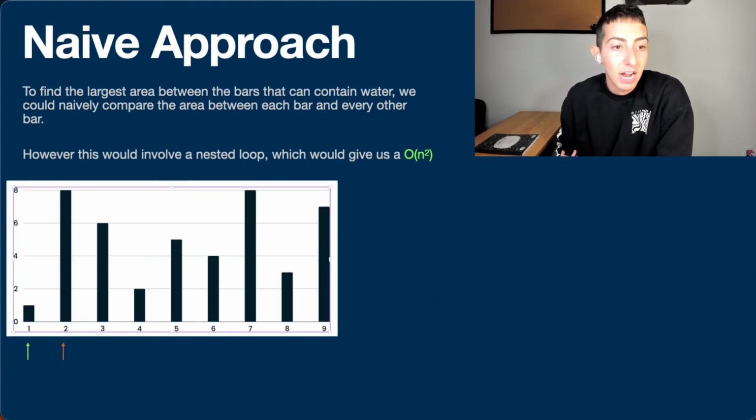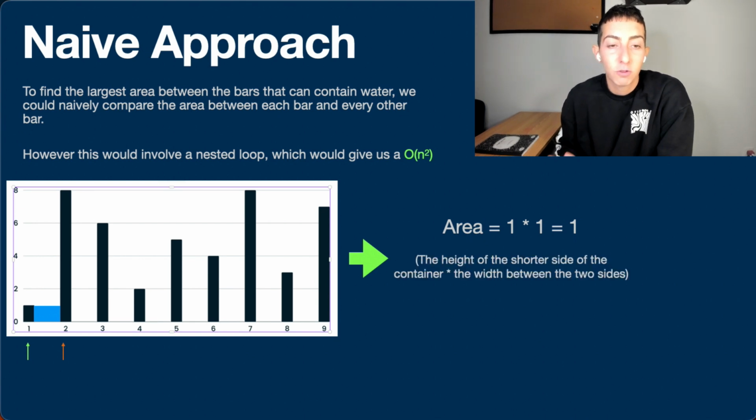So here we have our graph, and here we have our 2 pointers. So we're going to look at this bar compared with every other bar on the graph, finding its areas, and then ultimately taking the max of those areas. So our first container is going to be the height of the shorter side, which is 1, and the length between them, which is also 1. So the area is going to be 1. 1 times 1 is 1. And again, the formula for the area is the height of the shorter side times the width between the two sides.